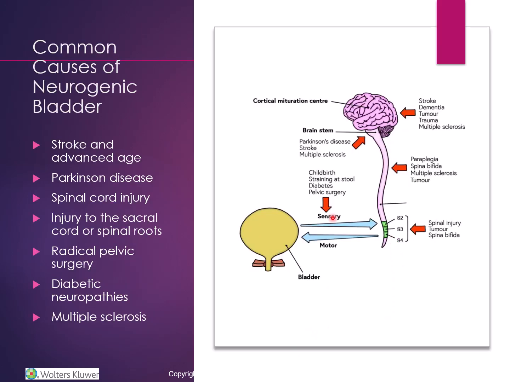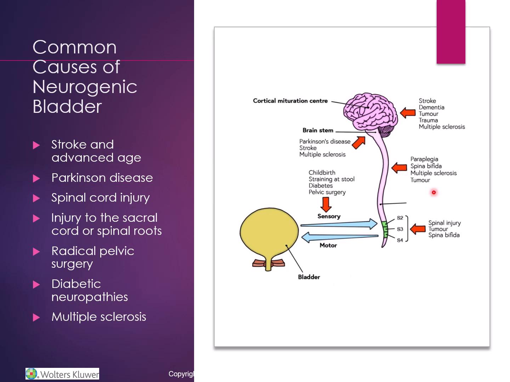So let's talk about some common causes of neurogenic bladder, or some of the neurological issues that we can see. Stroke and advanced age can play a part here. Parkinson's disease, spinal cord injuries, injury directly to the sacral cord or to the spinal roots, radical pelvic surgeries, diabetic neuropathies, and multiple sclerosis all have a potential to cause neurogenic bladder. You can see in the picture here that these different causes affect a lot of different areas of neurologic control of the bladder.